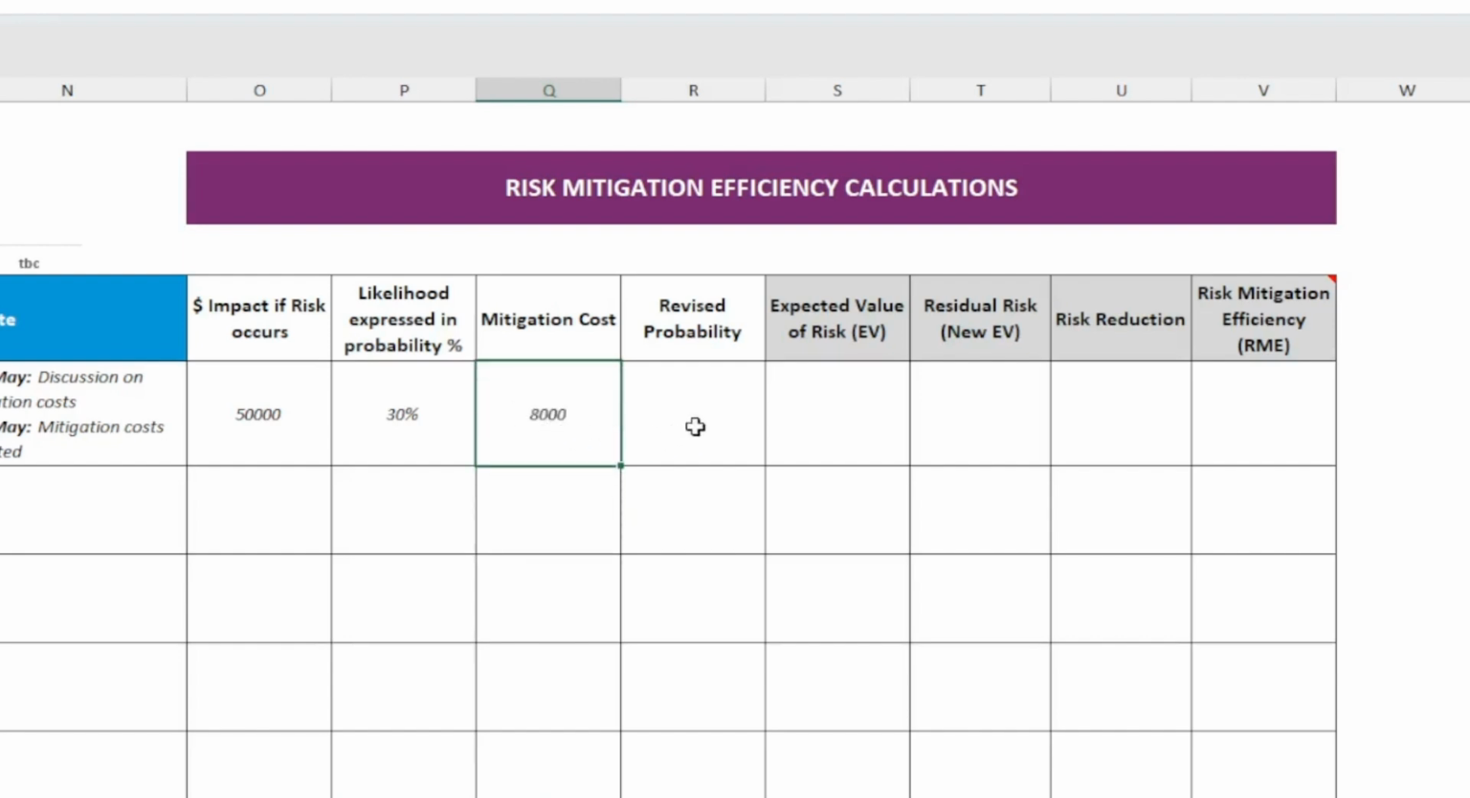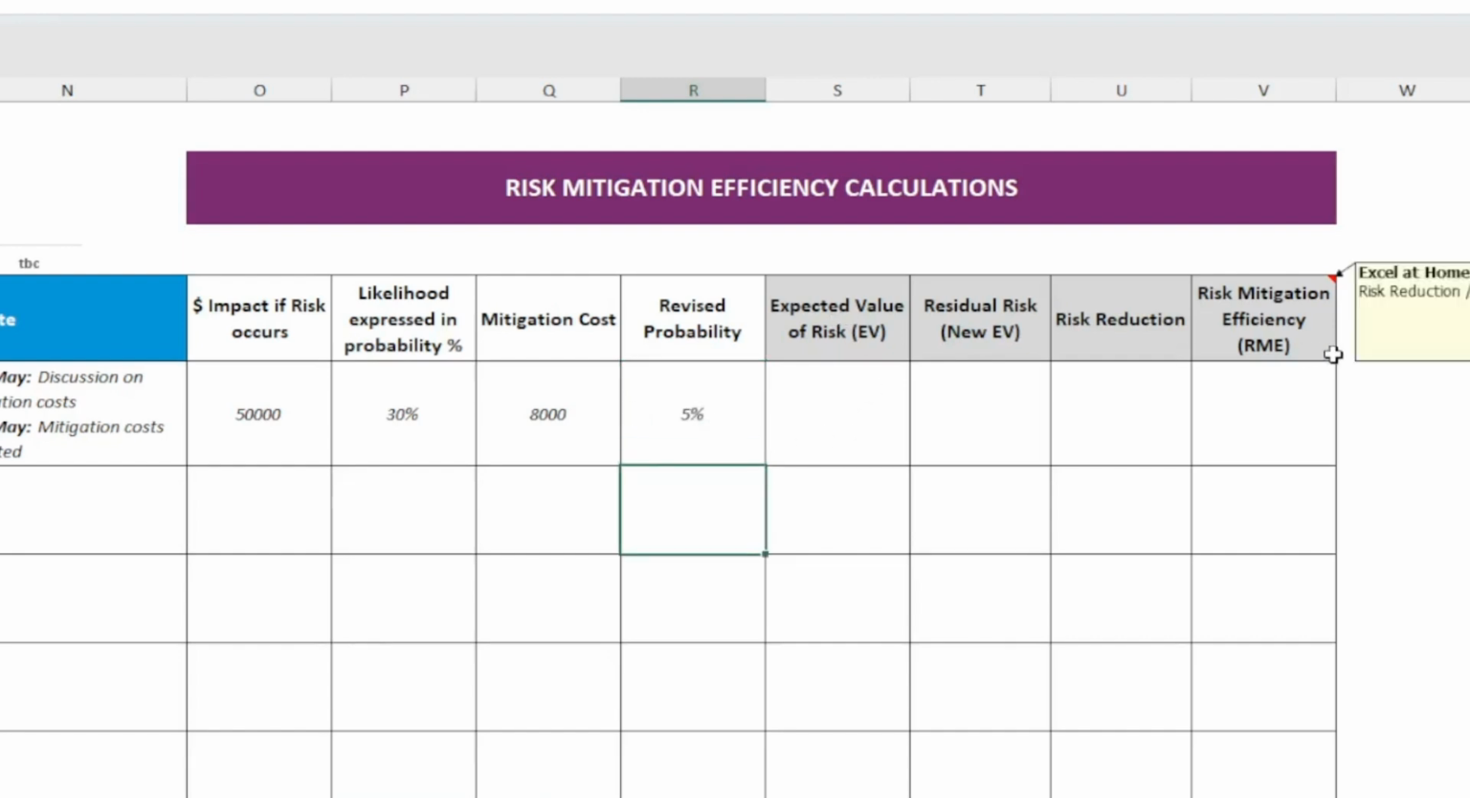Once you have the power generator, what is the revised probability? So you have this in place, you bought it, and let's say with this, what is the probability that you will have issues during the migration with the power? It's never really zero, so I just want to put 5% here.